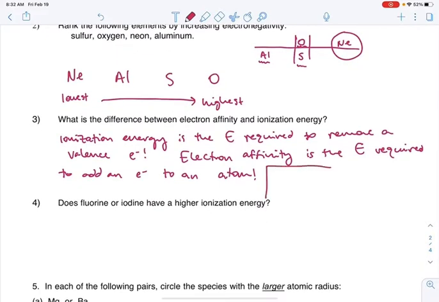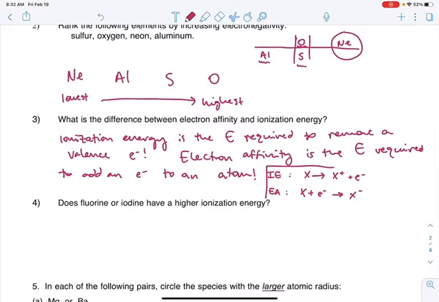Now the equations. Ionization energy would be like you're removing an electron, so the equation would look like that, right? You had a neutral atom X, you took an electron out of it, and now it's cationic. It's an imbalance of electrons and protons. If we think about electron affinity, it's the opposite, so you're adding that electron and you're making an anion.